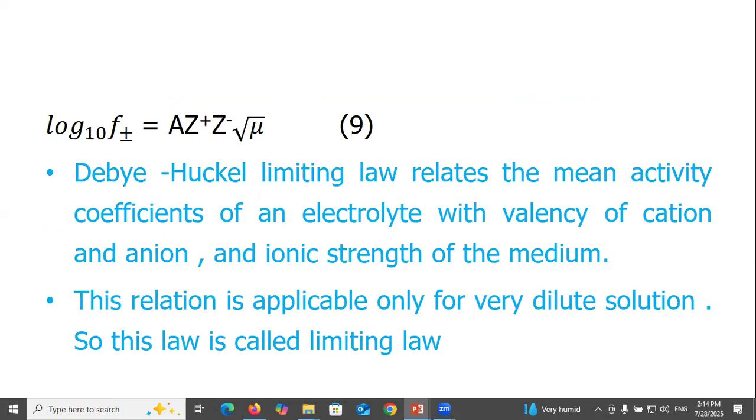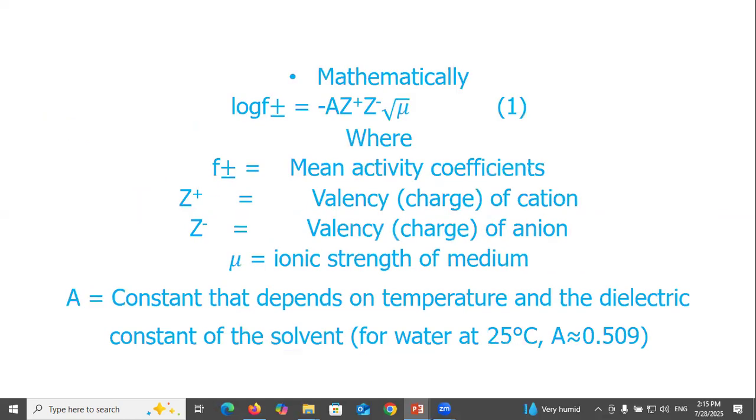Debye Huckel limiting law relates the mean activity coefficient of an electrolyte with the valency of cation and anion and the ionic strength of the medium. This relation is applicable only for very dilute solution. So this law is called the limiting law.